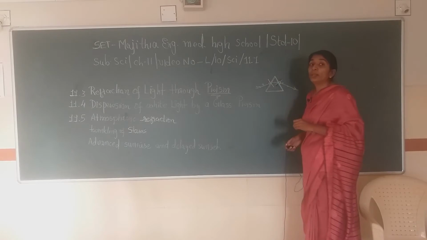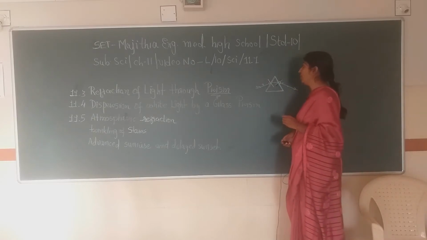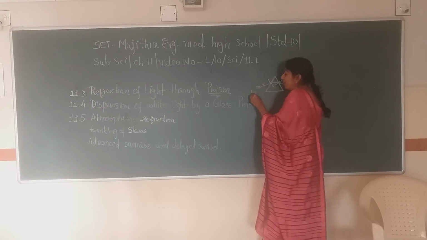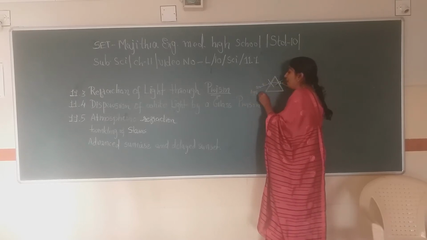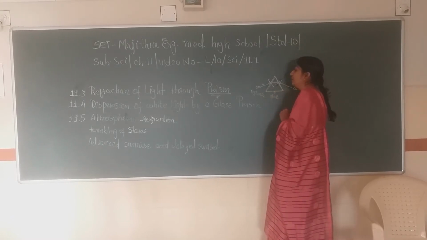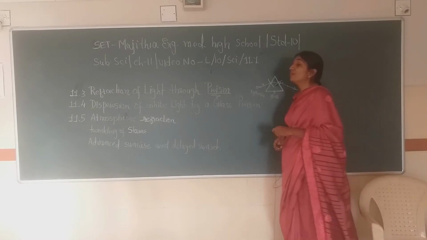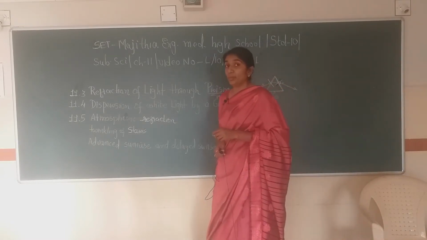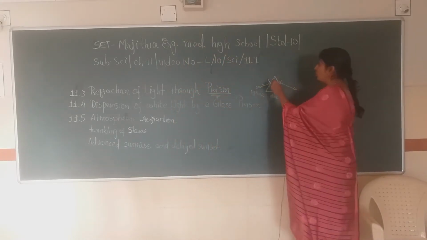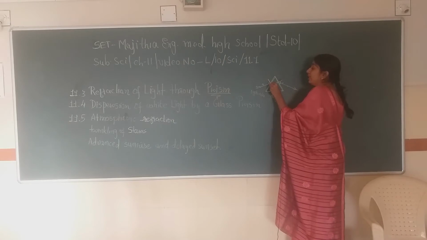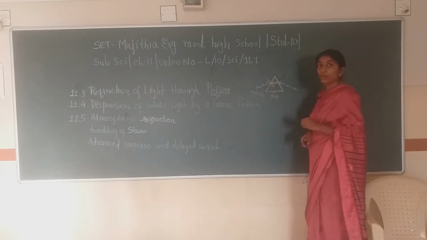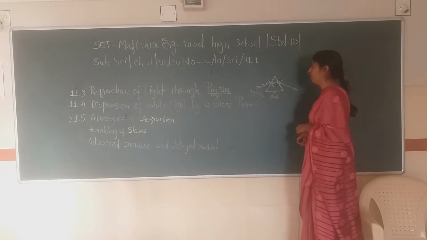This is called the normal. So we have drawn the normal. Here light is traveling from a lighter medium, that is air, to glass, which is denser than air. When light travels from a lighter medium to a denser medium, it has a tendency to move towards the normal. So it will move towards the normal, and we will see the light making a smaller angle than this one, on the other side of the normal.